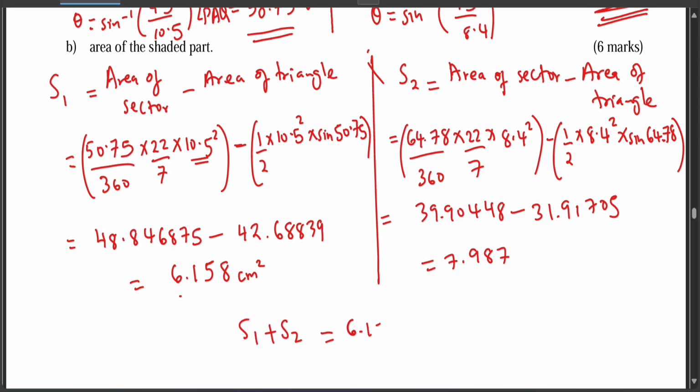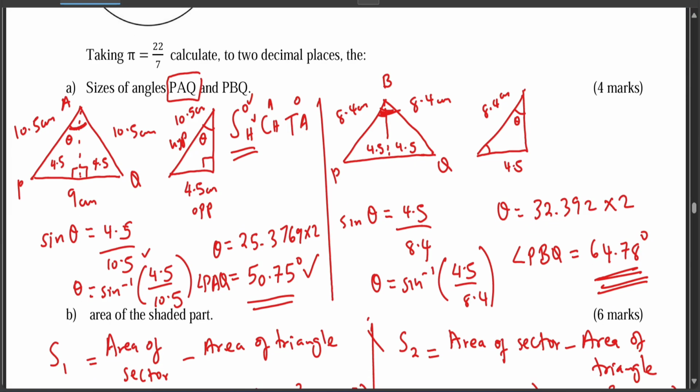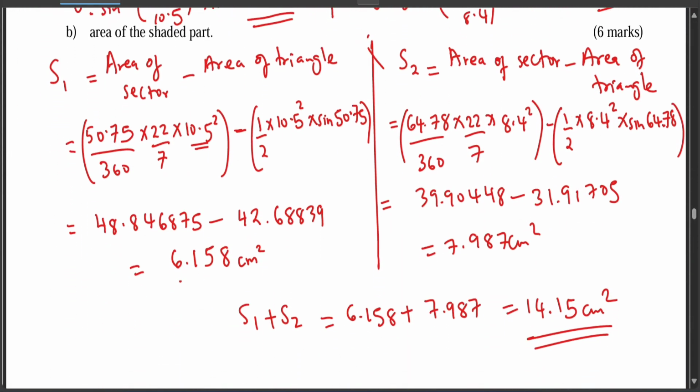So you take 6.158 plus 7.987. So this is centimeter square. So plus 6.158 to give me 14.15 centimeter square to 4 significant figures. Okay, but I'm not sure if all the answers should be to 2 decimal places. So our answer is basically 14.15 centimeter square.